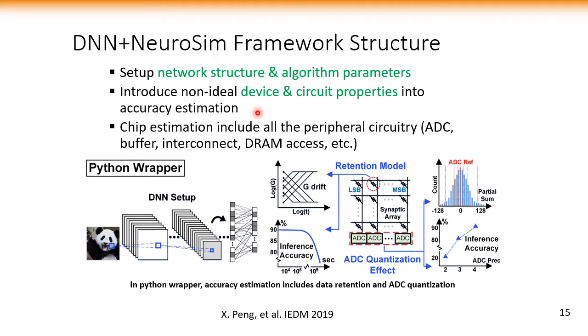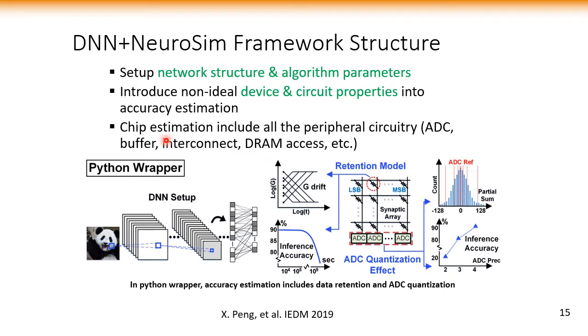For example, as we have shown earlier, the device resistance may drift over time, or the ADC may have limited quantization levels. Those may affect the accuracy negatively. So we have to incorporate those device and circuit properties into the software simulation, and this tool can support that.